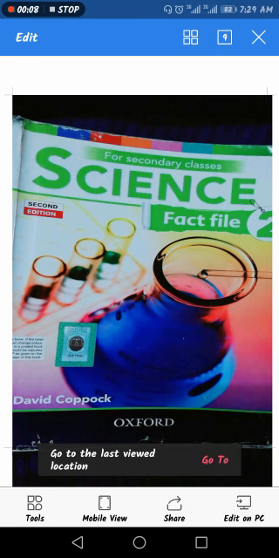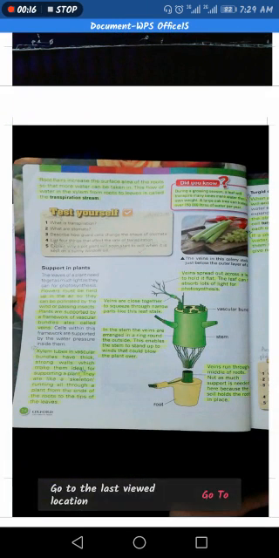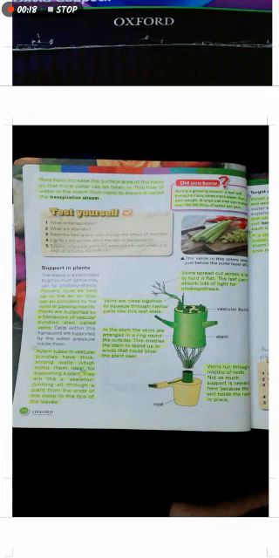In the previous lecture of unit number 2, plants and their system, we discussed transpiration. Today we are going to learn about support in the plants. How the plants get support.